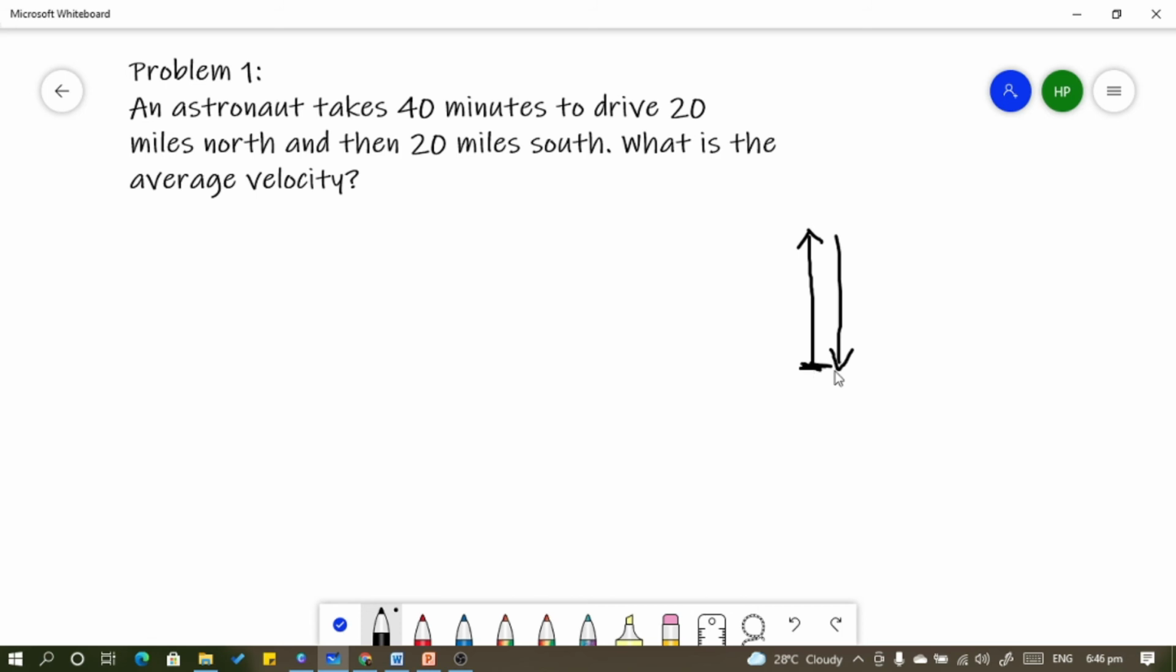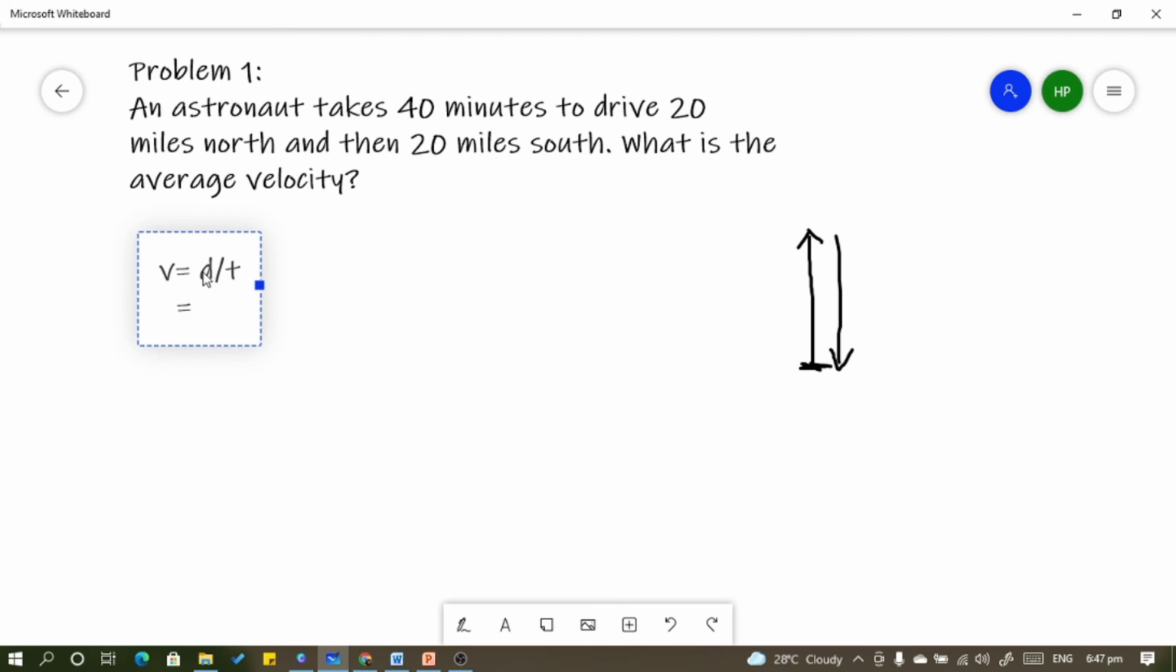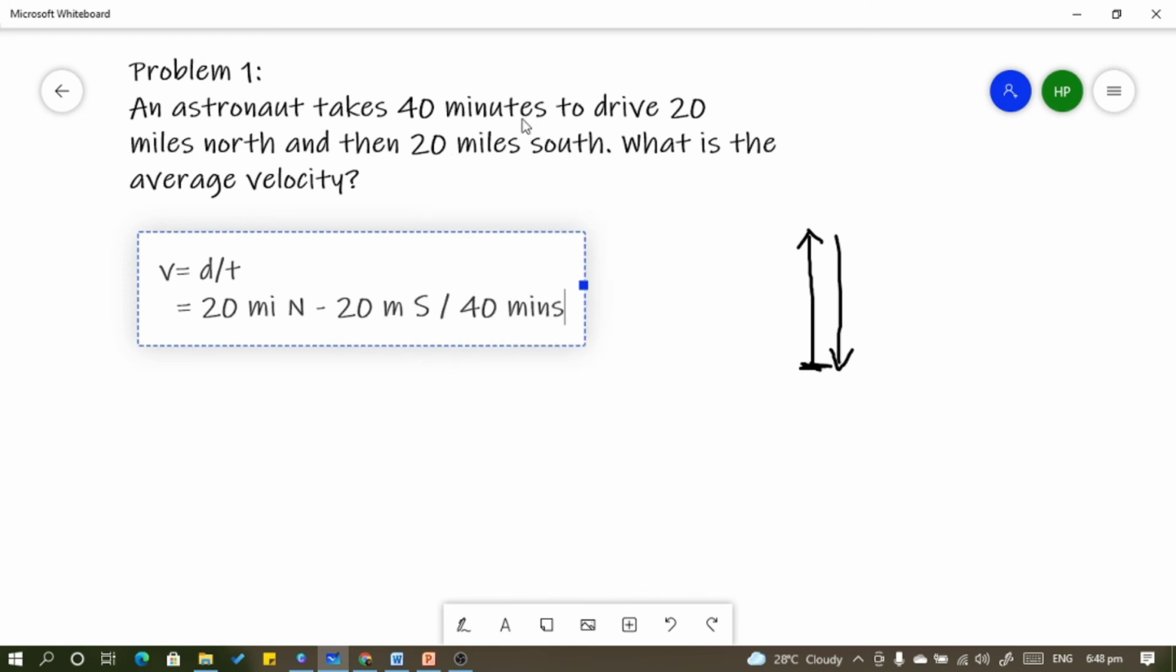So let's try to solve. Average velocity is equal to displacement over time. What are the displacements? The displacement here is 20 miles north and then 20 miles south. Since the astronaut's directions are opposite to each other, we need to find the difference. So 20 miles north and 20 miles towards south. The time is 40 minutes. So 20 miles north minus 20 is 0, divided by 40 minutes. The answer in this problem is 0.